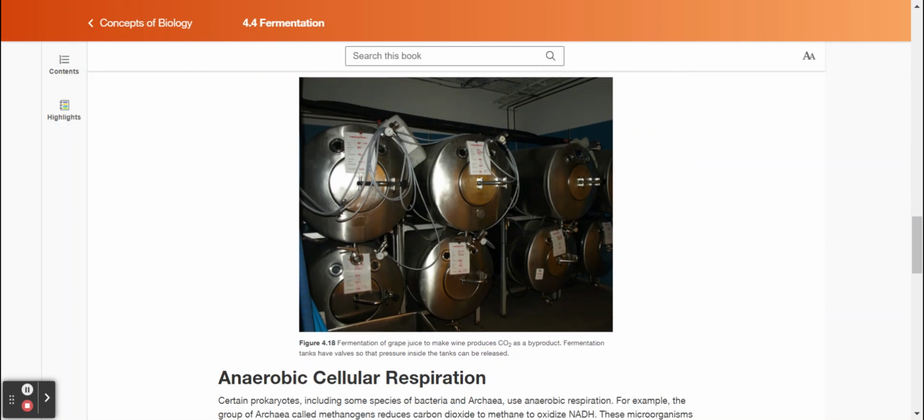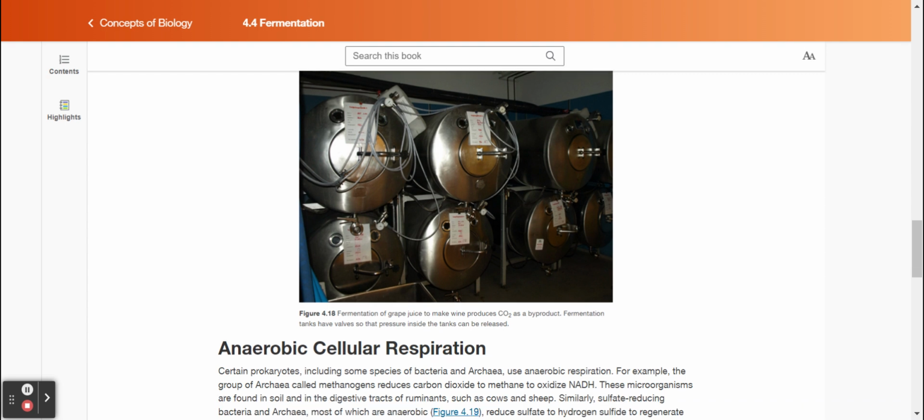Figure 4.18. Fermentation of grape juice to make wine produces carbon dioxide as a byproduct. Fermentation tanks have valves so that pressure inside the tanks can be released.